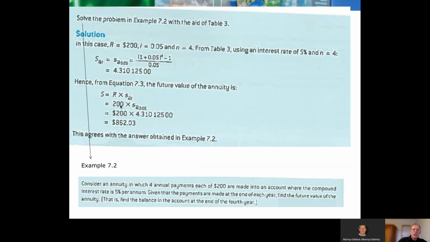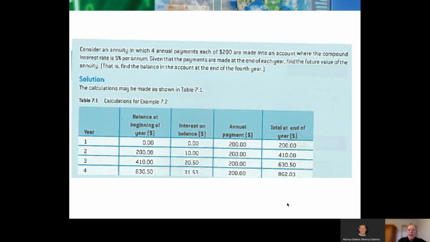But let's do it using the financial calculator. You can play around with these figures later on, but let's have a look at the calculator. So the question is, consider an annuity in which 4 annual payments. Yes, that's the one we saw longhand in the table.